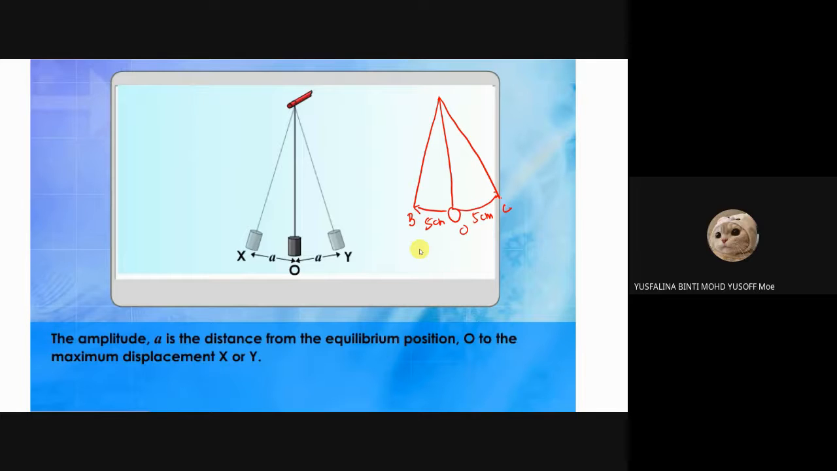5, yes, correct. Okay, so let's say I have another one. It oscillates, and I give the distance as 20 cm. So what is my amplitude here? Yeah, 10 cm. This one also should be 10 cm. So the amplitude is 10 cm.